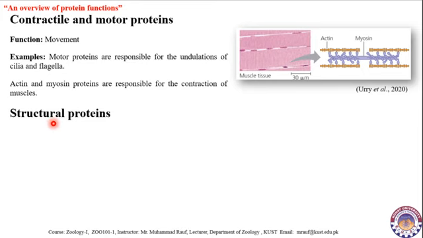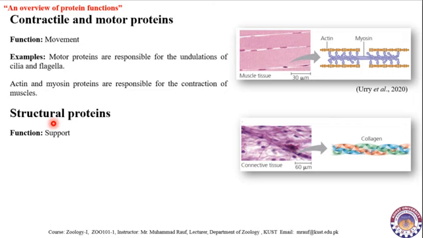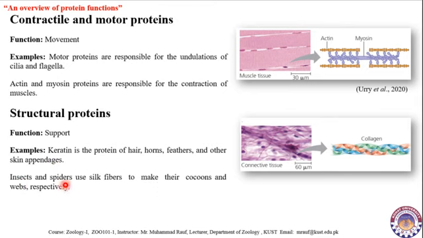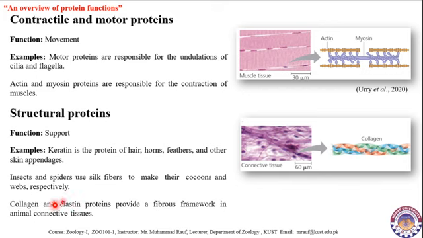Structural proteins. The function of these structural proteins is to provide support. Keratin is the protein of hair, horns, feathers, and other skin appendages. Insects and spiders use silky fibers to make their cocoons and webs respectively. Collagen and elastin proteins provide a fibrous framework in animal connective tissues.